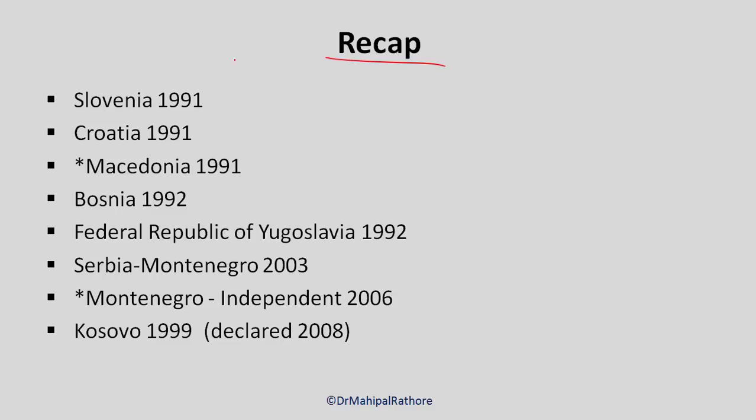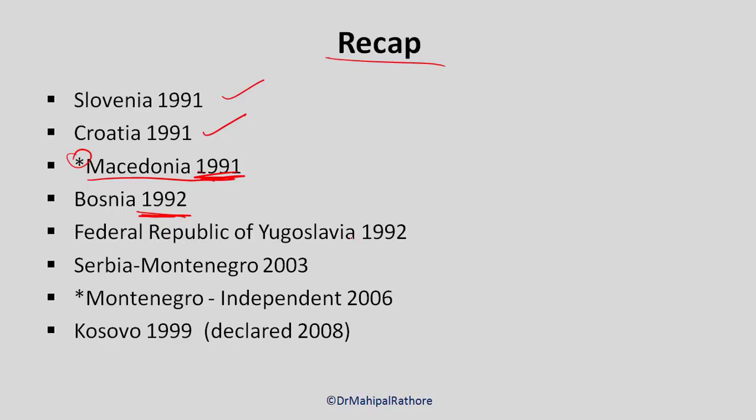Let's do a quick recap. The first country to become independent, Slovenia in 1991, 10-day war. Then Croatia again in 91. Macedonia without any warfare. That is why I have marked the star. It was a bloodless split in 91. Bosnia in 92 they declared, but the war went on for 4 years. So in 1996 finally there was peace.